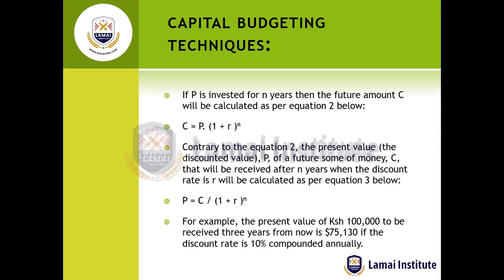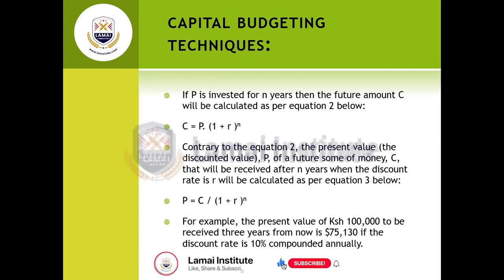And so, for example, the present value of Kenya shillings 100,000 to be received 3 years from now is simply 75,130 if the discount rate is compounded annually. So if you replace 100 there, then you divide by 1 plus 0.1, then raise it to power 3. If you do that, you are likely to get 75,130.